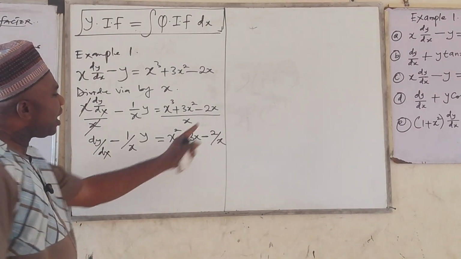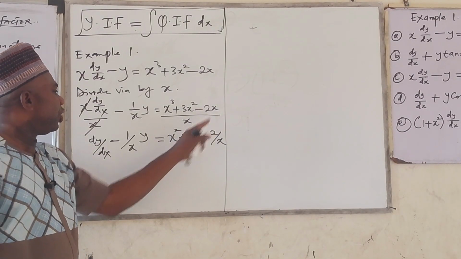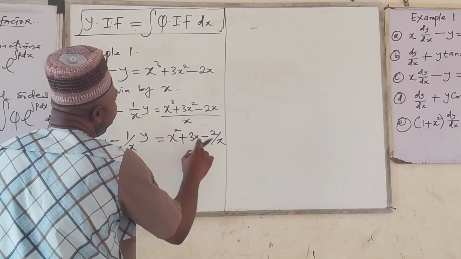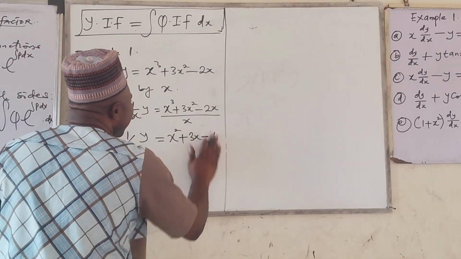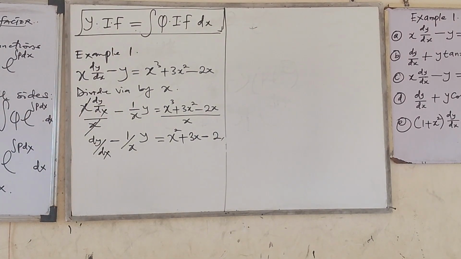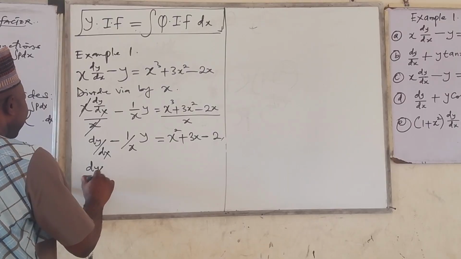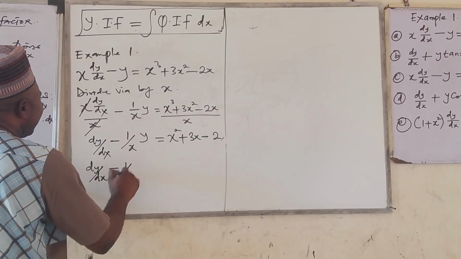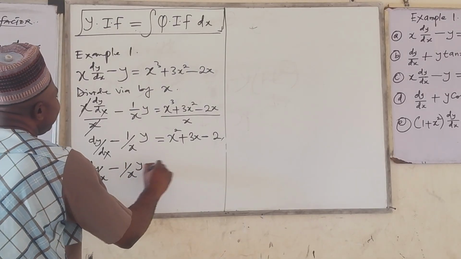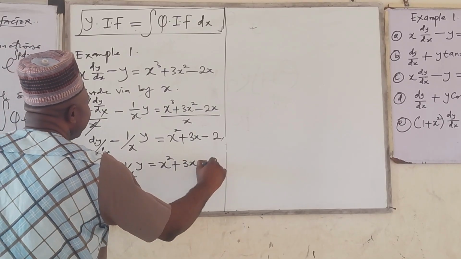And here we have minus 2 all over x. Sorry, we have 2x all over x, so 2x all over x will give us 2. So it therefore means that dy/dx minus 1 all over x y is equal to x squared plus 3x minus 2.